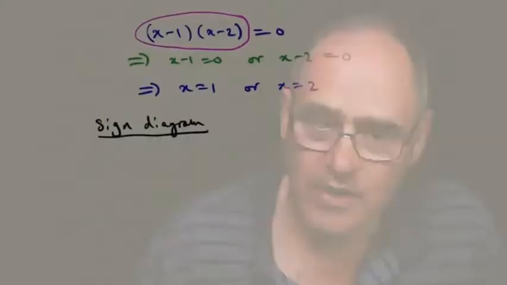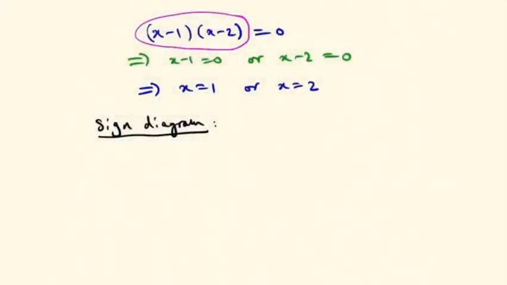The situation where an expression is positive or negative can be expressed very concisely using something called a sign diagram. And I'll explain it using examples, and you'll catch on very quickly.